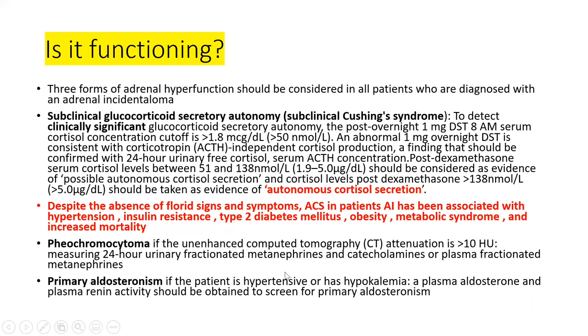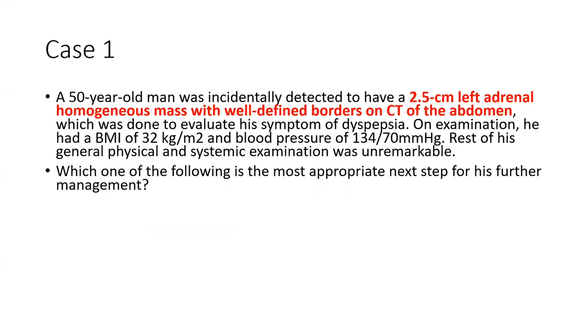If you're suspecting Conn's, then we have a patient who is hypertensive and has hypokalemia, or spontaneous hypokalemia for that matter. These are the patients whom we will evaluate for Conn's. We need to do a plasma aldosterone and renin, and the aldosterone renin ratio, and that's how we screen for primary hyperaldosteronism, or primary aldosteronism, or Conn's syndrome.